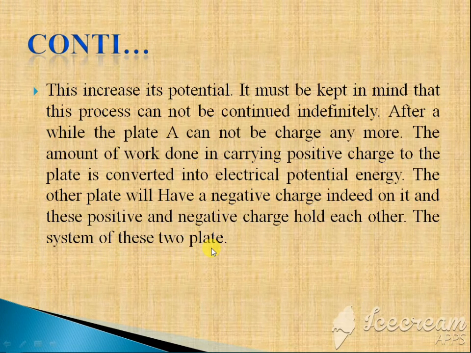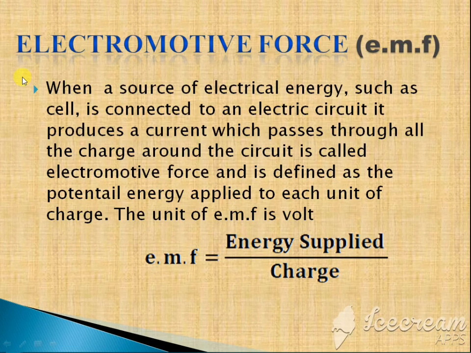Now the electromotive force, EMF. When a source of electrical energy such as a cell is connected to an electric circuit, it produces current which passes through all the charge around the circuit. This is called electromotive force and is defined as the potential energy applied to each unit of charge. The unit of EMF is volt. EMF is equal to energy supplied divided by the charge.